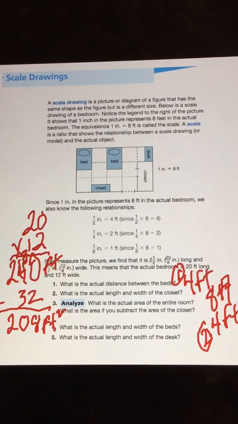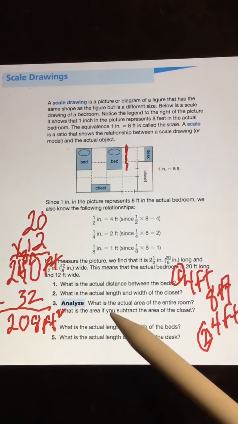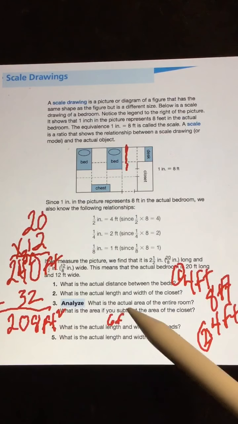Our next question is, what is the actual length and width of the beds? As I look at these beds, I know that the length is 1 square, which is 4 feet, and then half of that. So the length is 6 feet.